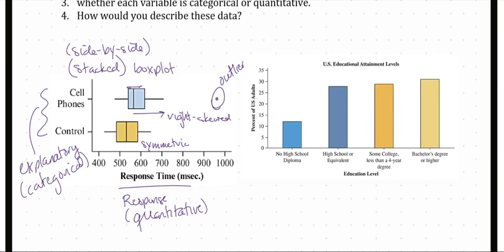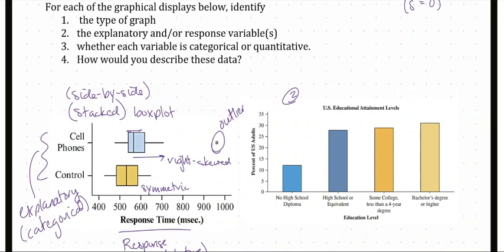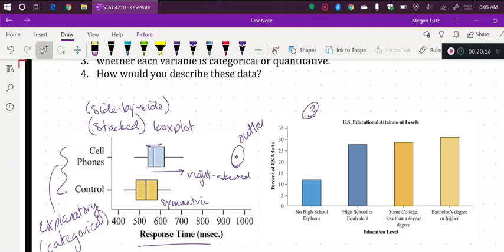Now let's look at plot number 2 here. Please answer these questions. What type of plot is it? What is or are the explanatory and response variables? What kind of variables are they? And how would you describe these data? This second plot is a bar chart. For a bar chart, we must have a categorical variable. And the categorical response variable, in this case, is the education level.